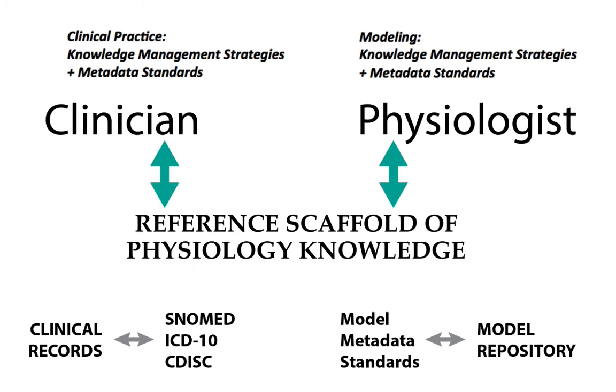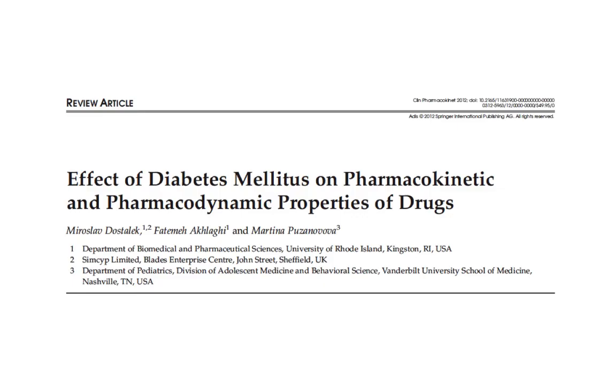But the physiology community can help by laying down a reference map, a scaffold of physiology knowledge against which terms from these disease terminologies are defined by clinicians. And while we're about it, organize physiology resources onto the same map as well. Let's take diabetes mellitus as an example where a physiology reference map is crucial.